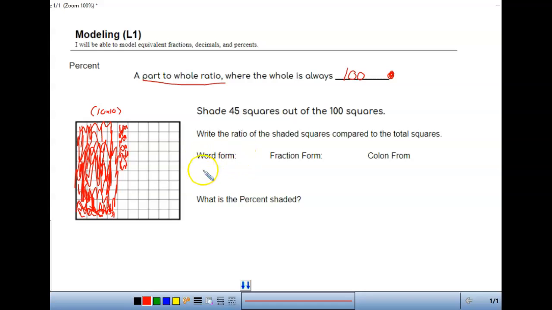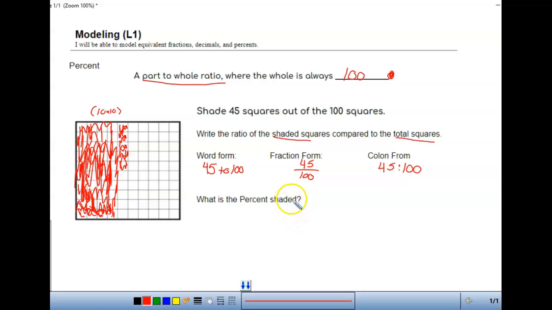All right? So now we're going to write some ratios, word form. We're going to do it the shaded to the total. So 45 to 100, because there were 100 total squares. Fraction form, 45 over 100. Yes, we could simplify it, but we are not at the moment. 45 colon 100, all right?